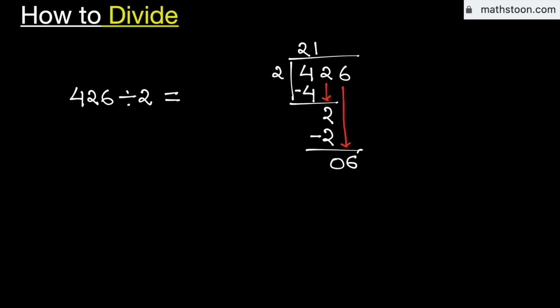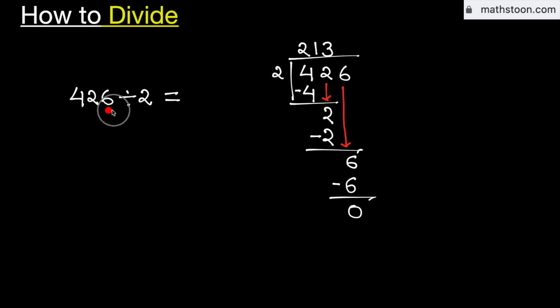Again this is the number 6. So remove this 0 and we know that 2 times 3 is equal to 6. Subtract, we get 0. As we get the number 0 and we have no number to bring down here, so we will stop.